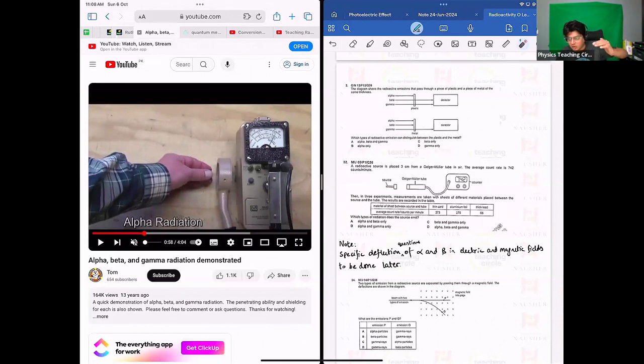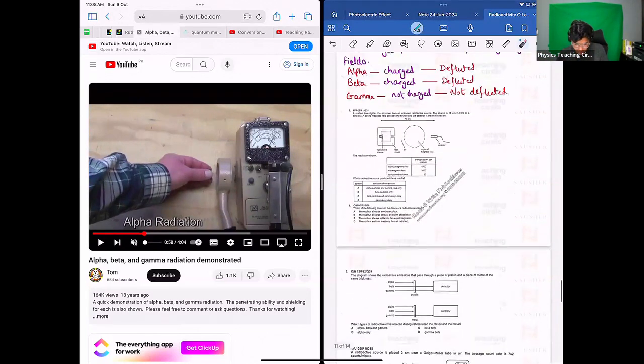Because it cannot pass through air. Do you guys understand? Does it make sense now? What you read: alpha has to be kept very close to the detector. There should be very little air in between, so that it can quickly cross over. Otherwise, they will not be able to reach the detector.